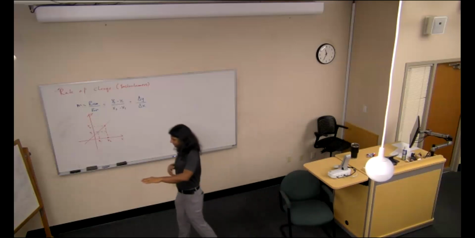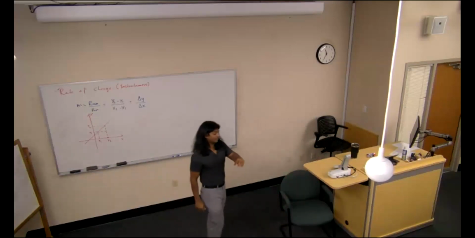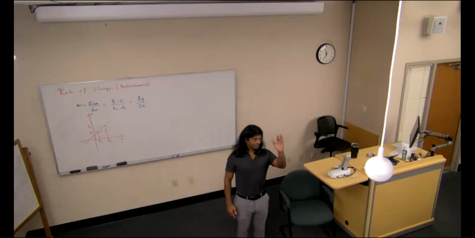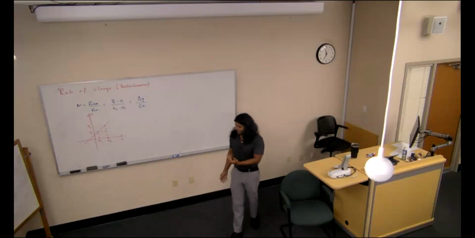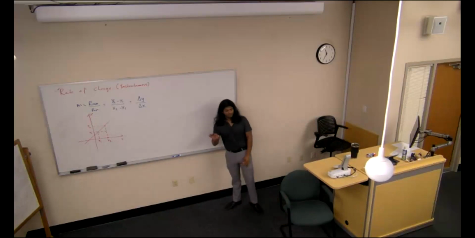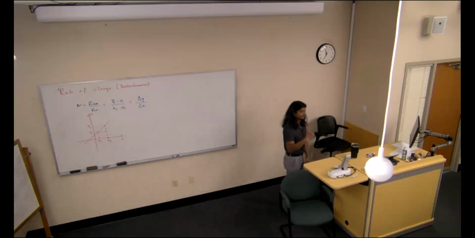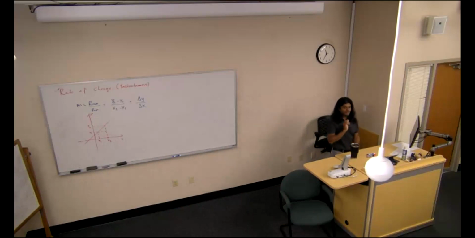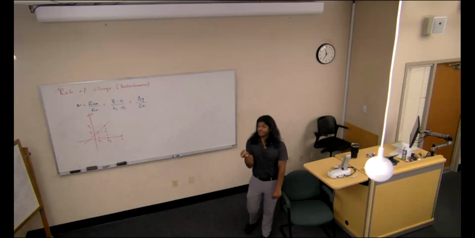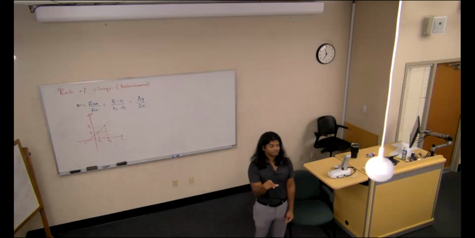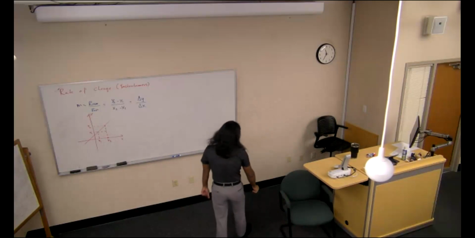So the greater the magnitude of the slope, the more the line keeps on going this way. And the smaller it gets, the more flat the line is, more horizontal. That's one. What about the direction? In other words, the sign. If it is positive, then the line is going up, increasing. If it is negative, the line is going down, decreasing.